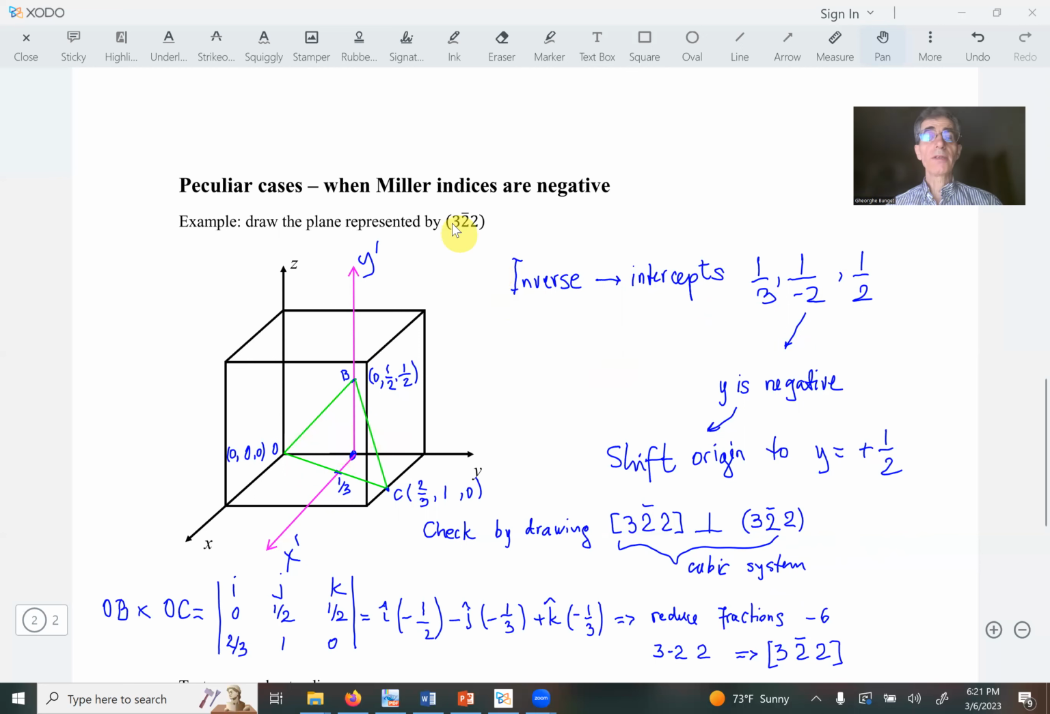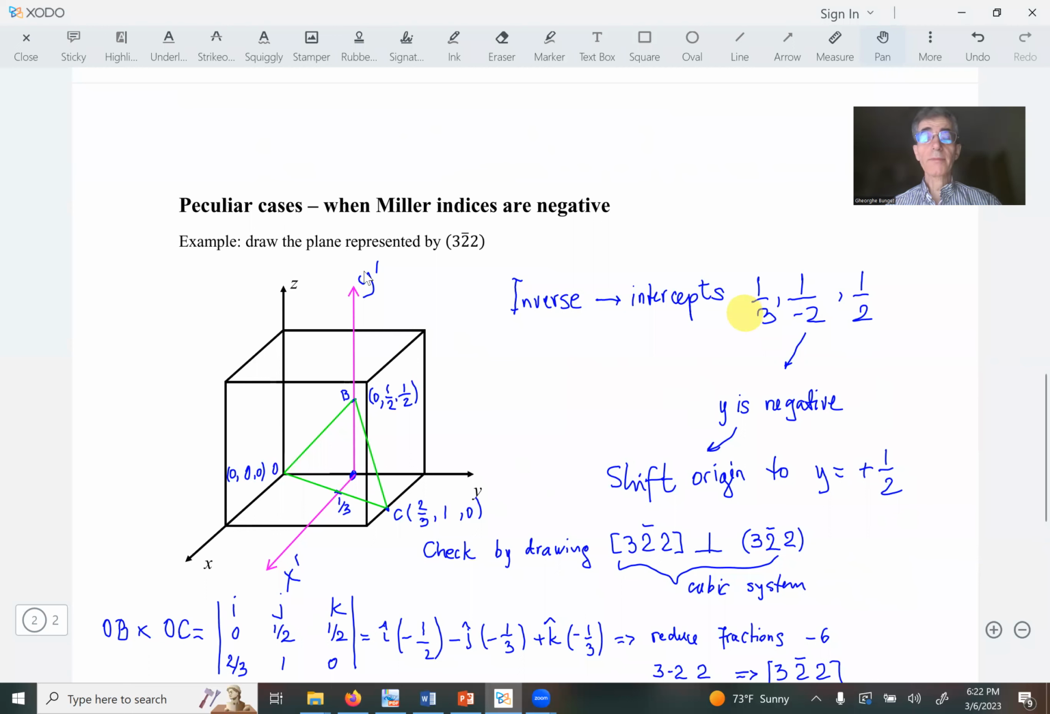Take this peculiar case, 3, 2 bar, and 2. The -2 means that we have to find a new origin if we want to draw the plane in the crystal lattice. Otherwise, we have to draw it between various lattices, which is sometimes not hard but complicated, and not that intuitive.